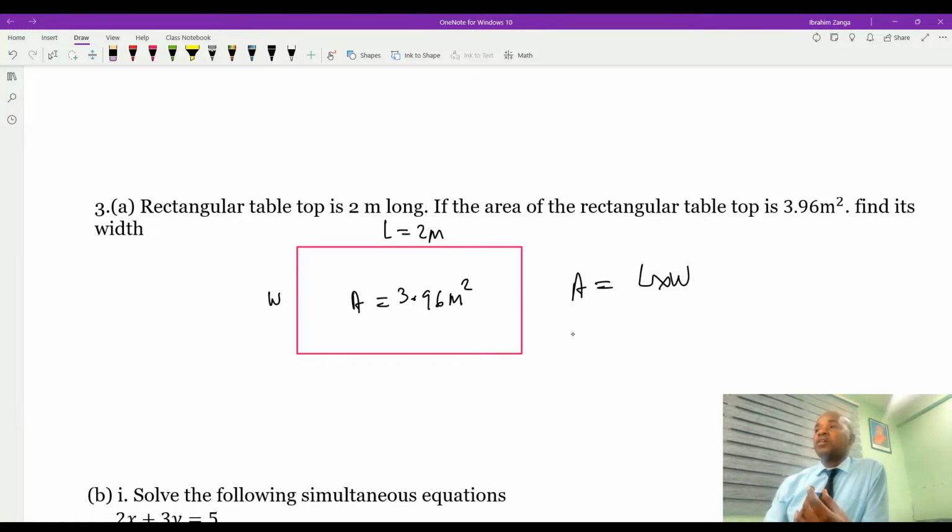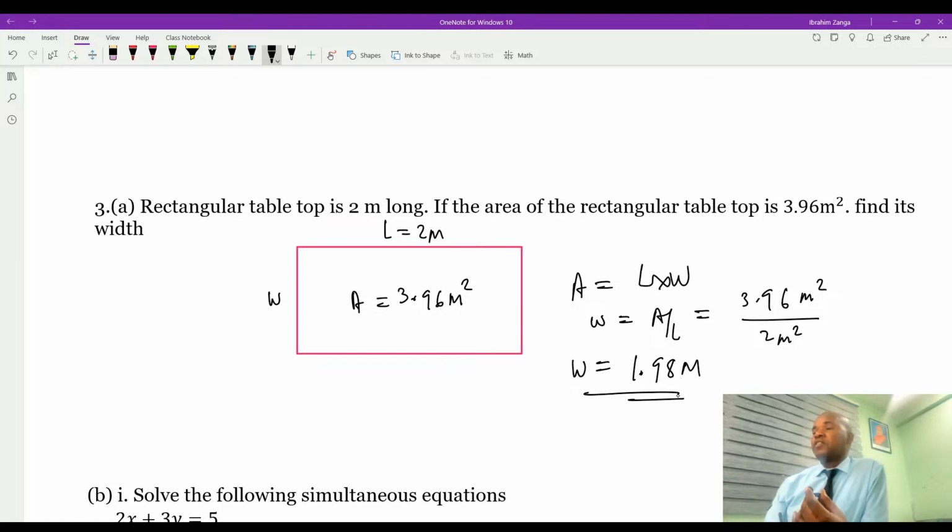So you can make actually width the subject, so width will be area over length. So we're taking 3.960 meters square divided by 2 meters. Eventually we get width equals to 1. Sorry, we divide here, we get to 1 point. So here 19 will be 9, 16 will be 8 meters. So that is the width of the rectangular top.